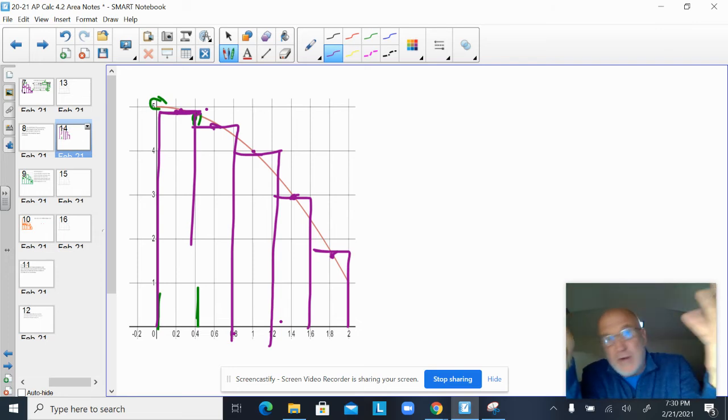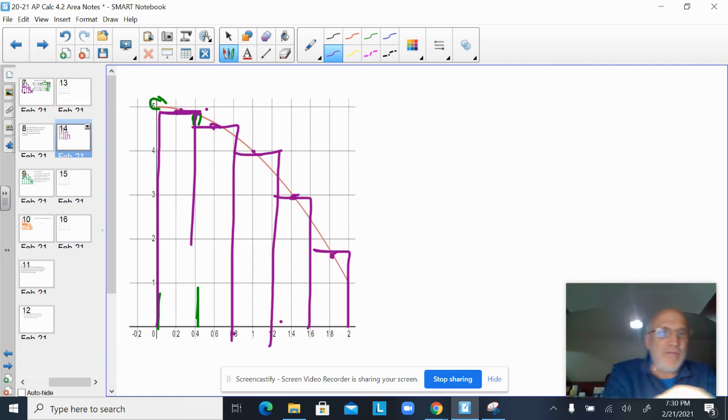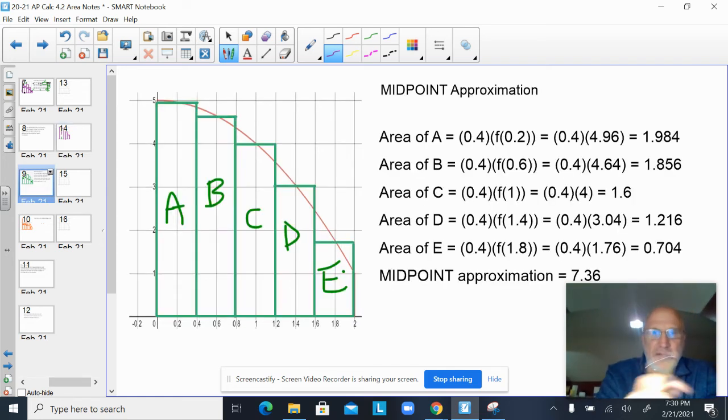So it's probably a better estimate, but that kind of depends on the curve. Again, I've got this all worked out. Here's the midpoint approximation, having done the math. Notice the height of these rectangles right there, and there, and there, and there. And there, that is like, for instance, rectangle E.